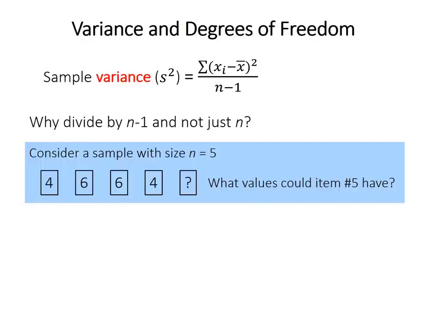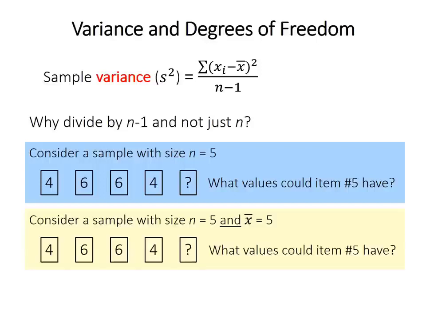So let's consider a small sample of just 5 values. If you know the first four values are 4, 6, 6, and 4, what could the fifth value be? Well, it could be anything. You might guess it's something like 4 or 6, but it could be 15 or 4.5. We have really no idea. There's no constraints on what this can be.